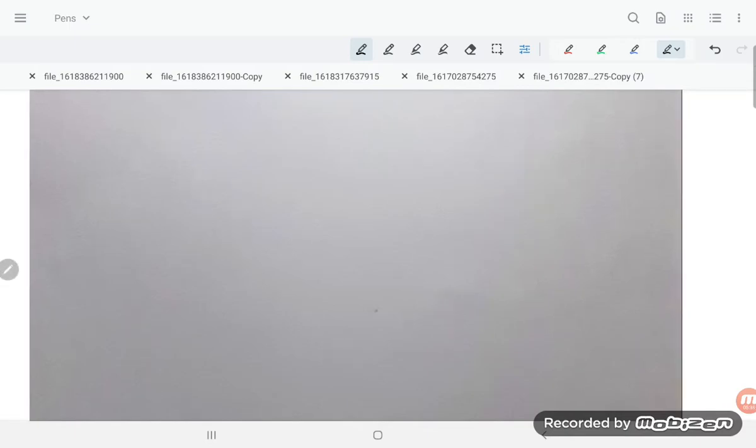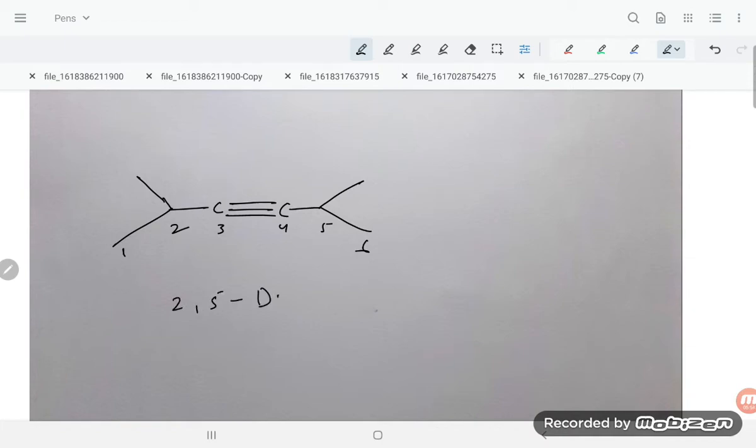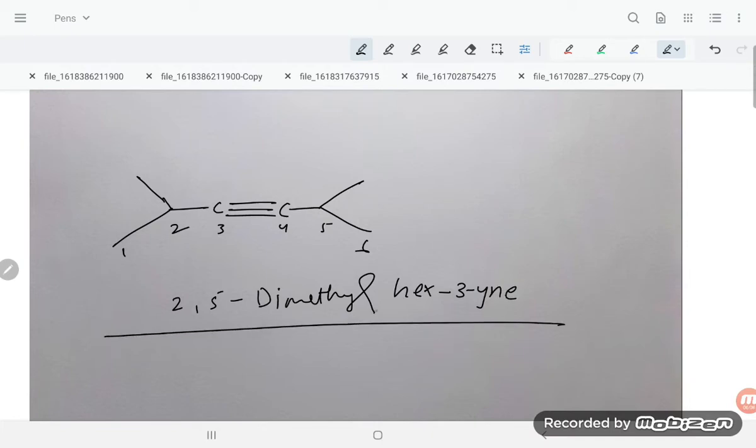Now if I have the compound C triple bond C, and here I put it like this. You can number 1, 2, 3, 4, 5 and 6. So it comes to be 2,2,5-trimethyl, and this will be hex-3-yne. So this is the IUPAC name.